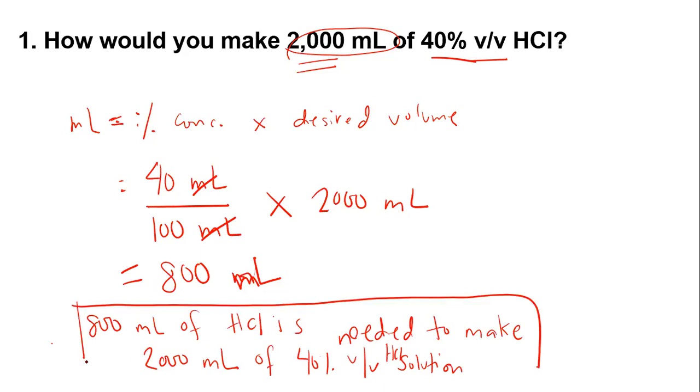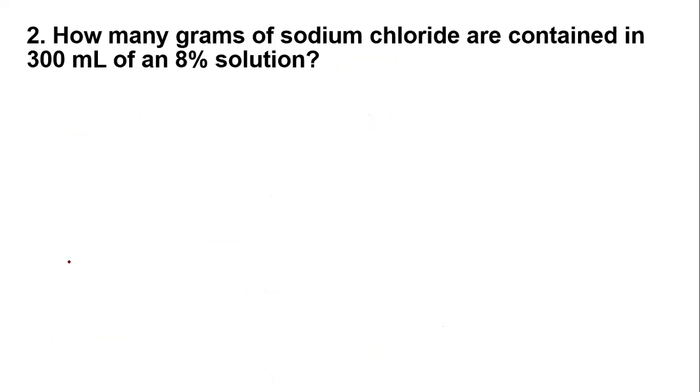Okay? So again, the reason kung bakit po natin siya gi-sentence form kasi po the question is asking you how are you going to make this 40% V over V HCl solution. Okay? So you will not anymore settle only for 800 ml. So the final answer that you should box is 800 ml of HCl is needed to make 2,000 ml of 40% V over V HCl solution. Okay?